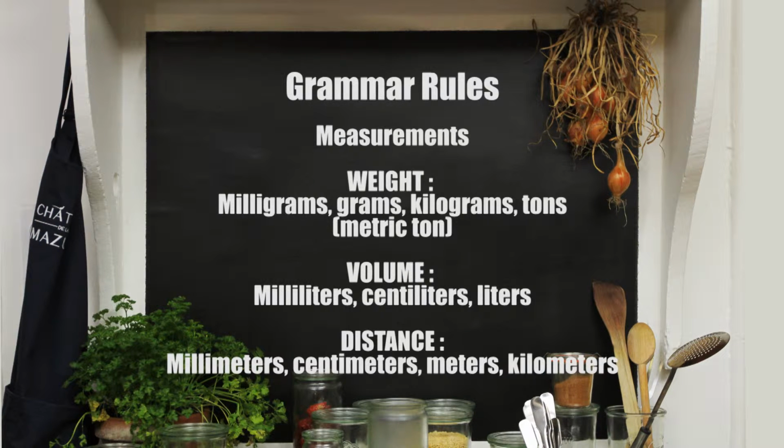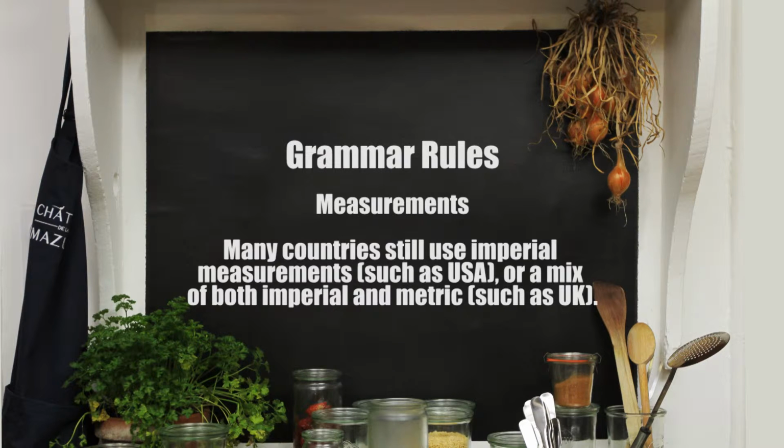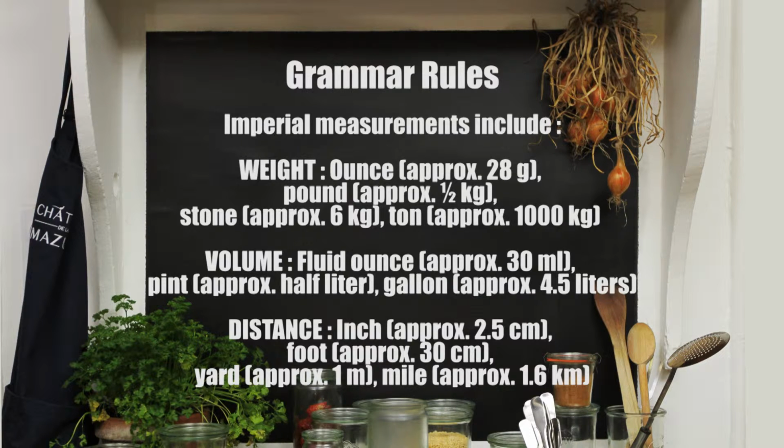Measurements. Weights include milligrams, grams, kilograms, tons, or as we say, a metric ton. Volume, millilitres, centilitres and litres. Distance, millimetres, centimetres, metres and kilometres. Many countries still use imperial measurements, such as the USA, or a mix of both imperial and metric, such as the UK. Imperial measurements include weight, an ounce.